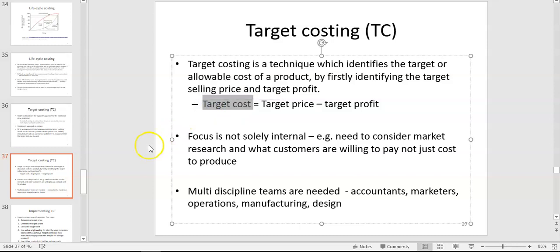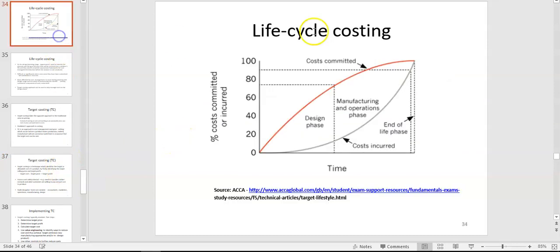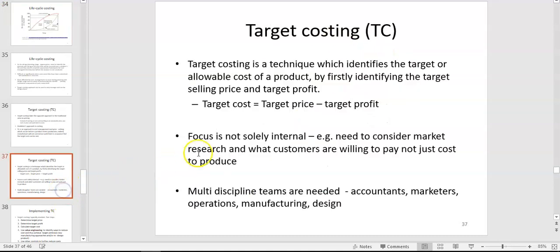And these can relate together. Like you can use target costing as part of your life cycle costing. So you back in, this is what we need to make it for. So this is how we're going to design it to make sure the costs don't overrun in the manufacturing and operating phase. All right. So the focus is not solely internal, it involves the external stakeholders.